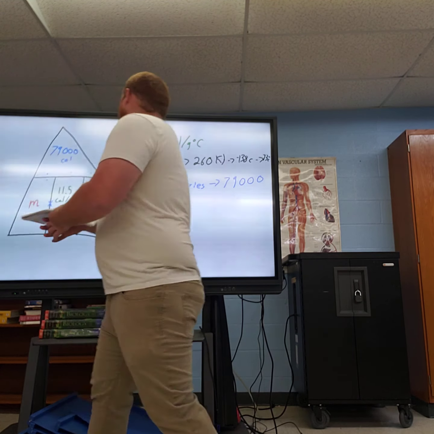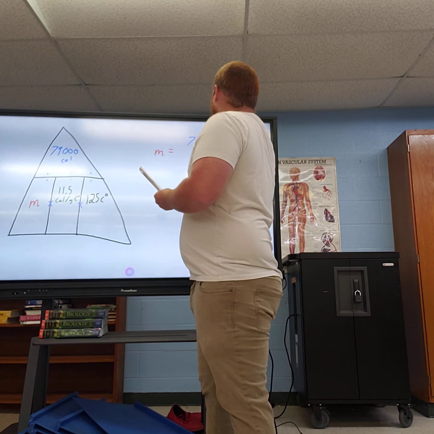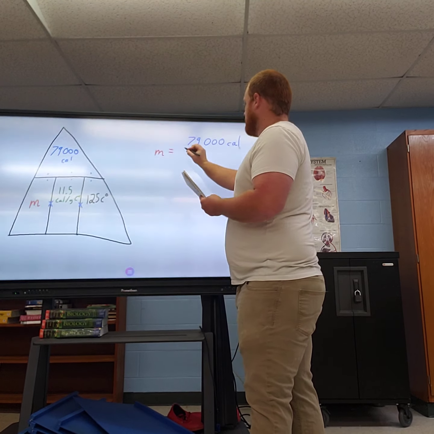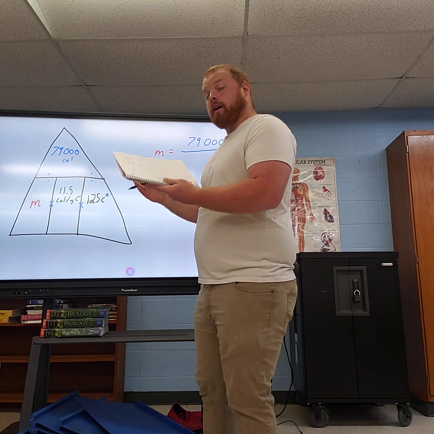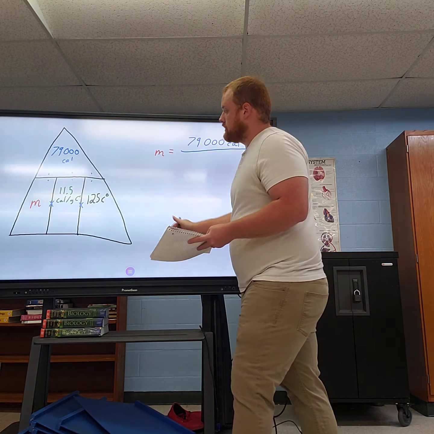So now we can solve for mass. And in order for you to do that, all you have to do is find out where everything is. Notice that 79,000 calories is on top. So you end up with 79,000 calories. So everything else is going to be on the bottom half of this due to it being in a division problem.